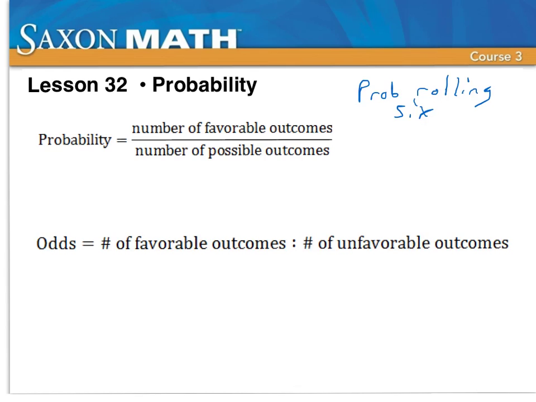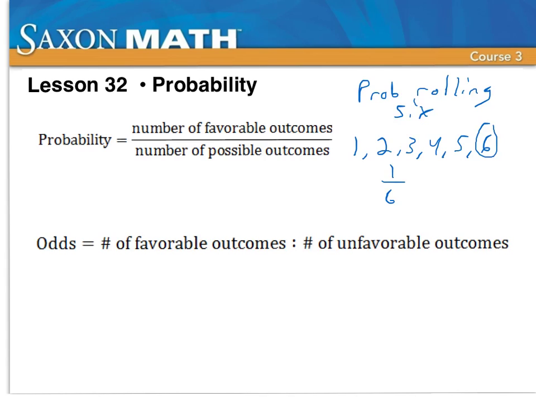Well, the number of favorable outcomes, first of all, let's look at the number of possible outcomes. When I roll a die, I can roll a 1, a 2, a 3, a 4, a 5, or a 6. Out of those, the favorable outcomes are the only way I can roll a 6. There's only one way I can roll a 6. So the probability is 1 out of, and then how many total outcomes are there? I can roll a 1, a 2, a 3, a 4, a 5, or a 6. So there's 1, 2, 3, 4, 5, 6 total ways that the die could end up. So 1 out of 6 is the probability.